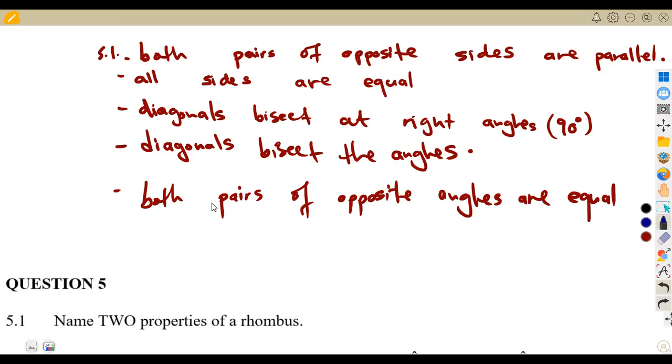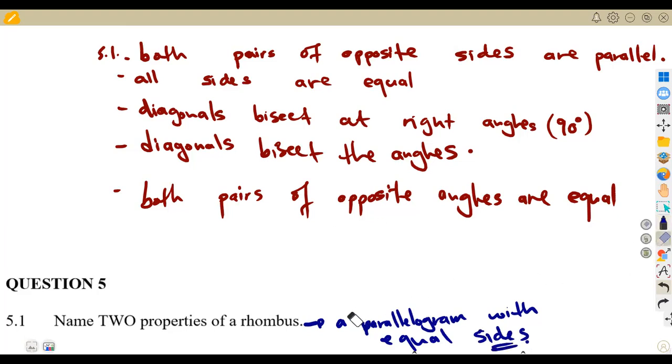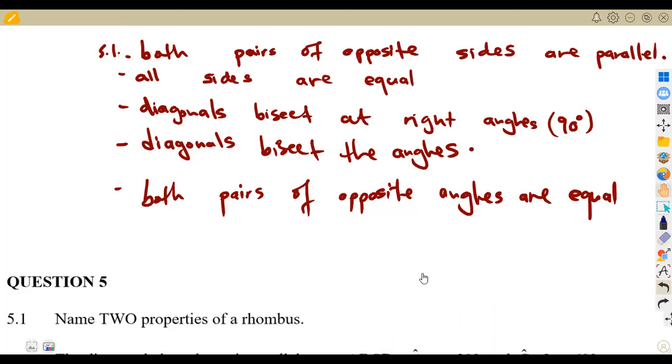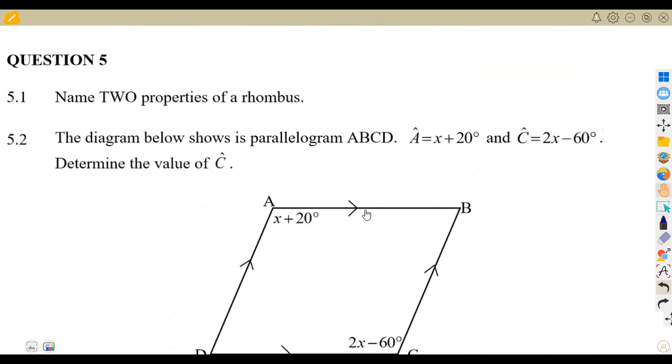So like I said, a rhombus takes the properties of a parallelogram. It is simply a parallelogram with equal sides. So if it is a parallelogram with equal sides, and you know the properties of a parallelogram, therefore list all those properties, okay? That's it, guys.